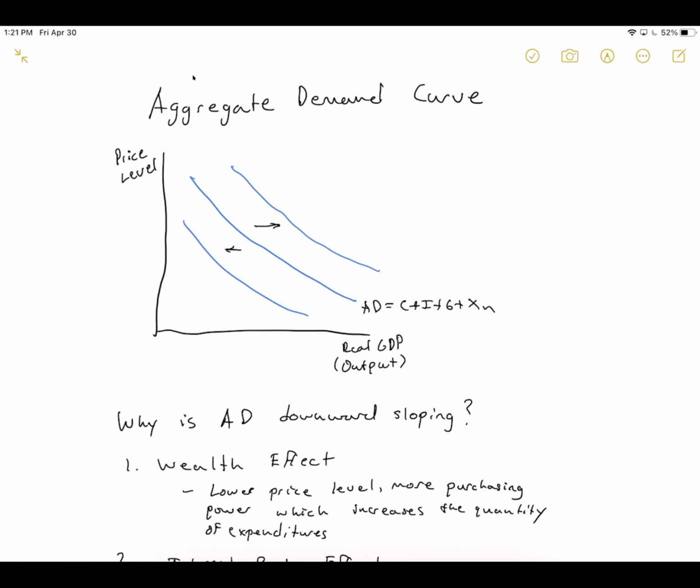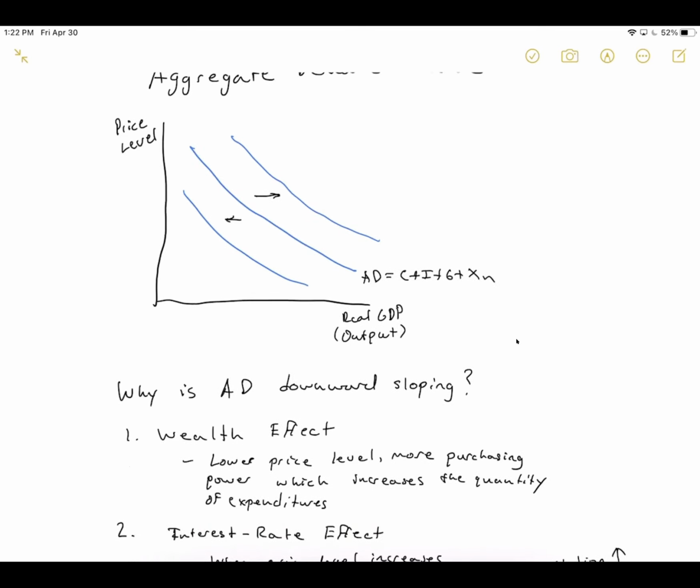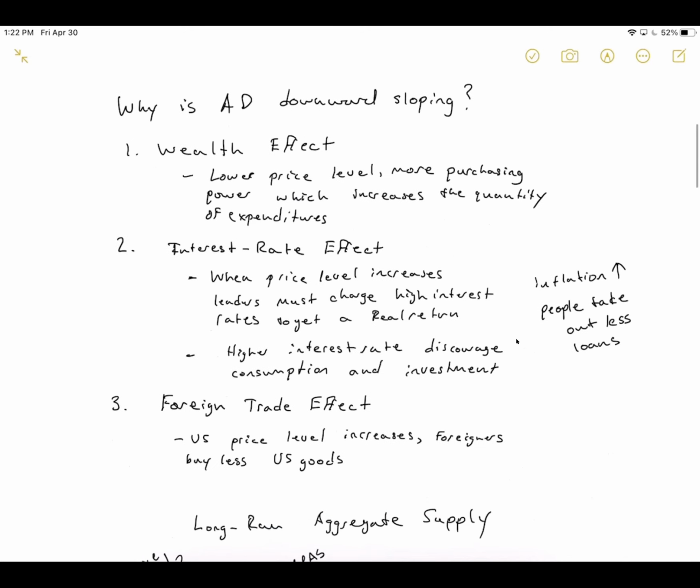And we know that our aggregate demand curve is given by this equation right here: consumption plus investment plus government plus net exports. And we know that as the interest rate increases, investment is going to decrease, or investment isn't going to be stimulated. When the interest rate is lowered, investment increases, and if the interest rate is raised, then investment decreases. So in that case, we would be moving from a point lower on the curve to a point higher on the curve. And then the last reason is the foreign trade effect.